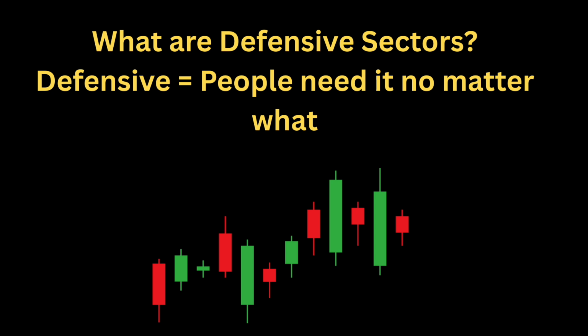So what exactly is a defensive sector? Defensive sectors are like medicine and toothpaste. People buy them every day. Even in a recession, these are absolutely necessary. These stocks don't crash easily because people will keep buying these products. Cyclical sectors, on the other hand, go up and down with the economy. Tomorrow if there is a chip shortage, all auto stocks will fall.